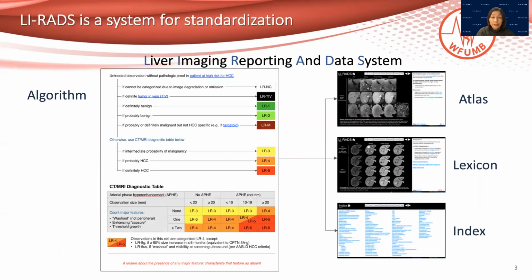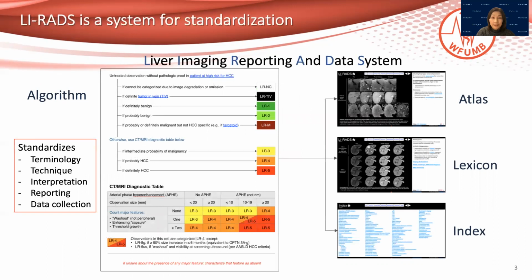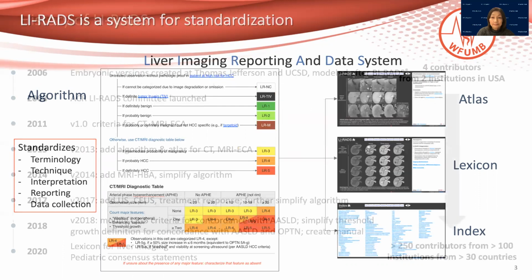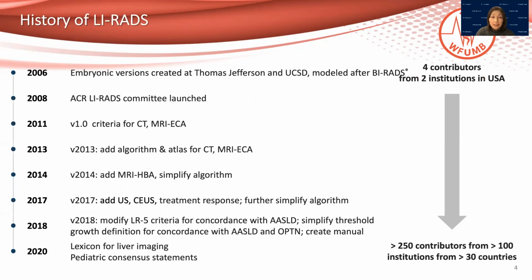LI-RADS, Liver Imaging Reporting and Data System, is a system for standardization. It standardizes terminology, technique, interpretation, reporting, and data collection. It consists of algorithm, atlas, lexicon, and index. In 2006, radiologists from UCSD and Thomas Jefferson gathered and created an initial version of LI-RADS, modeled after BI-RADS, which is for breast imaging, of course. It was then endorsed by ACR.